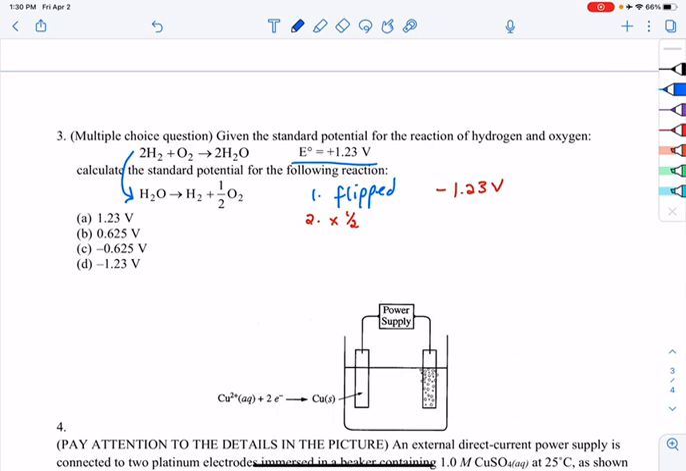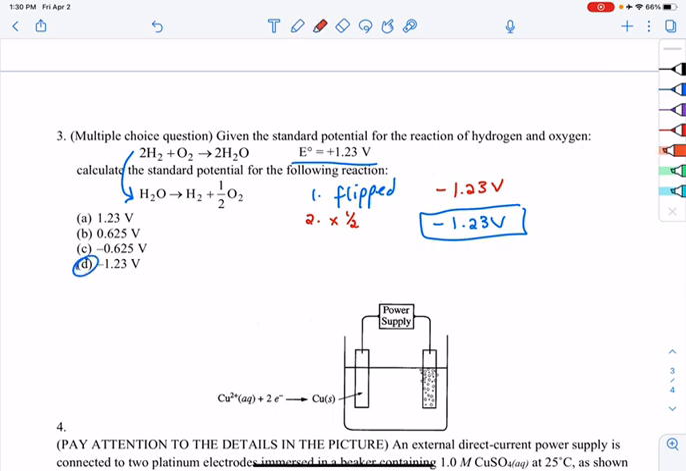But unlike in Hess's law, does multiplying and changing the stoichiometric coefficients affect the cell potential? It does not. That is one of the tricky pieces of this unit. So it's still negative 1.23 volts. Even though they multiplied, it doesn't matter, right? So the answer is D.